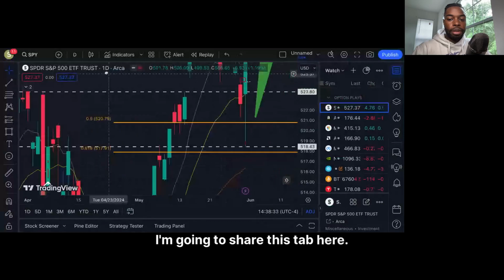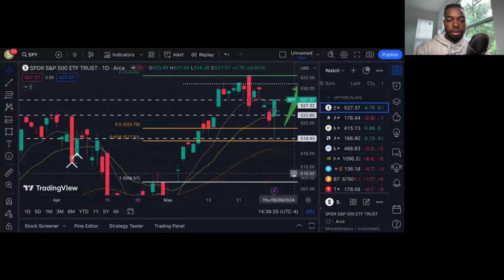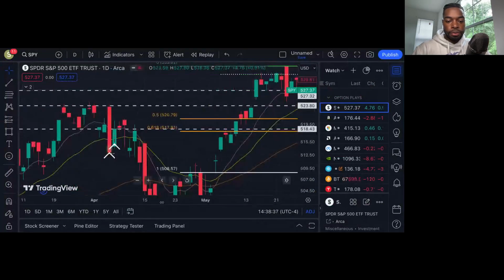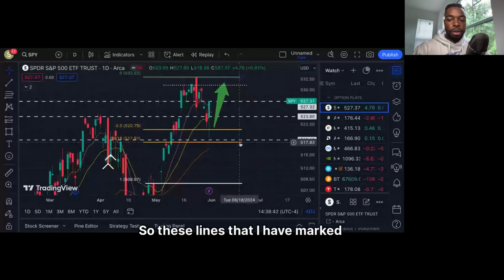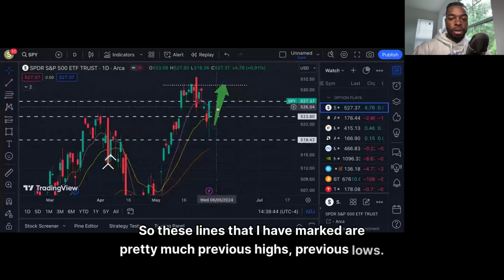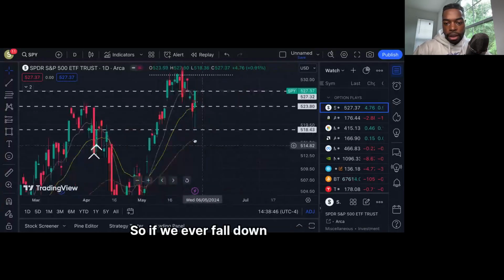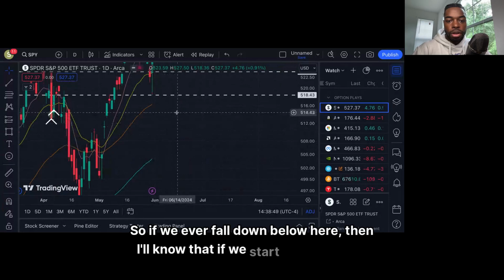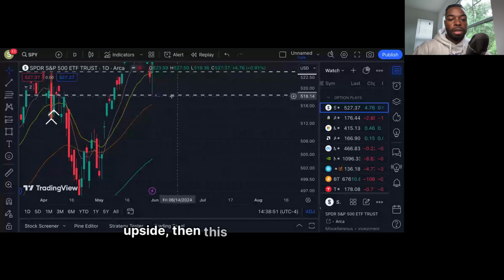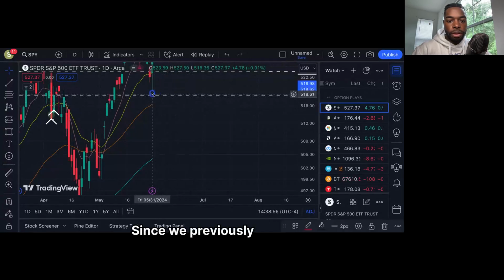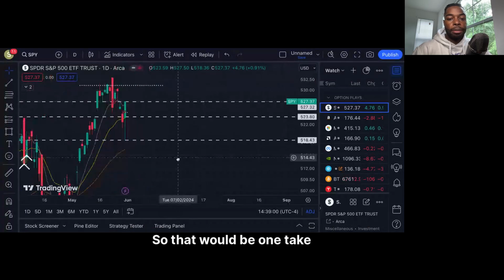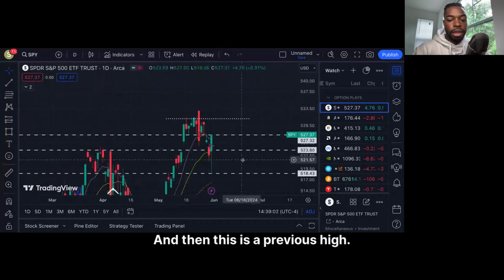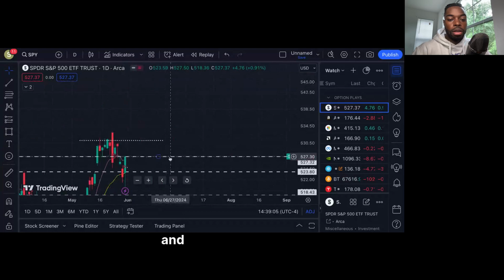So I'm going to share this tab here. These lines that I have marked are pretty much previous highs, previous lows. So if we ever fall down below here, then I'll know that if we start moving to the upside, this area would be an area of interest. Since we previously had support there, support usually turns into resistance. So that would be one take profit. And then this is a previous high, so that'd be the second take profit, and then the third take profit.